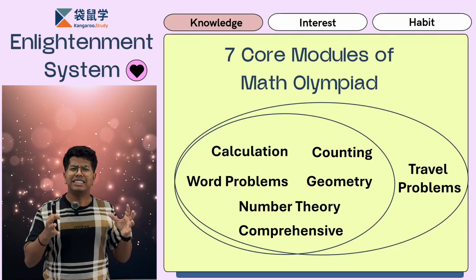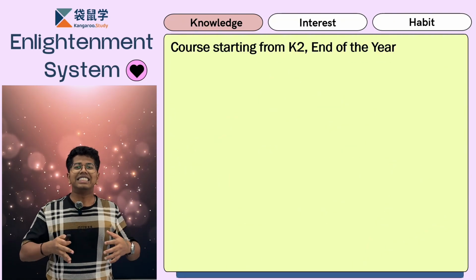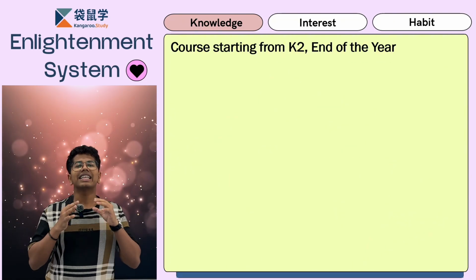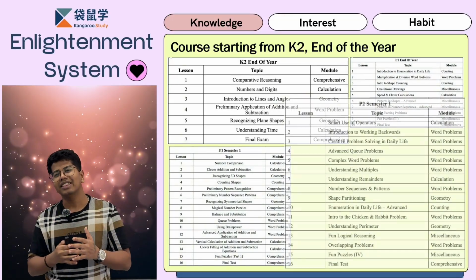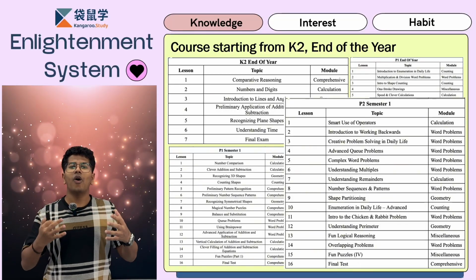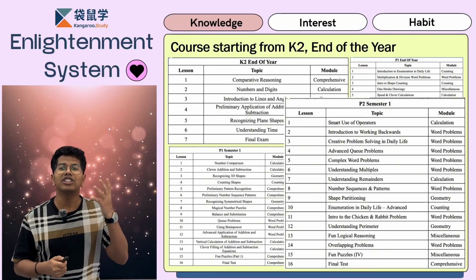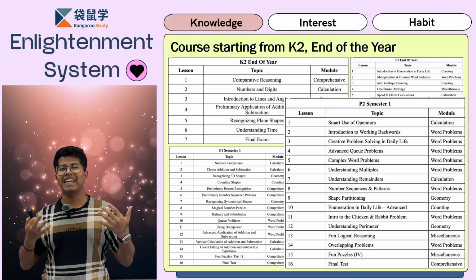And each of these 6 topics that I've just covered from primary 1 to primary 3 is started from K2, that is the end of the year. Each topic is designed in such a way that it is interesting and also not too much for the student. This is just for your acknowledgement. Then we move on to the next one, that is the interest enlightenment.